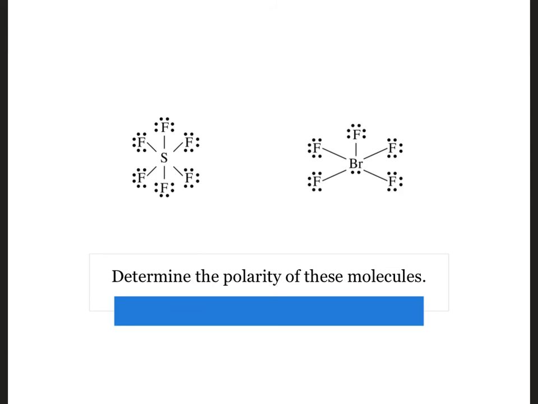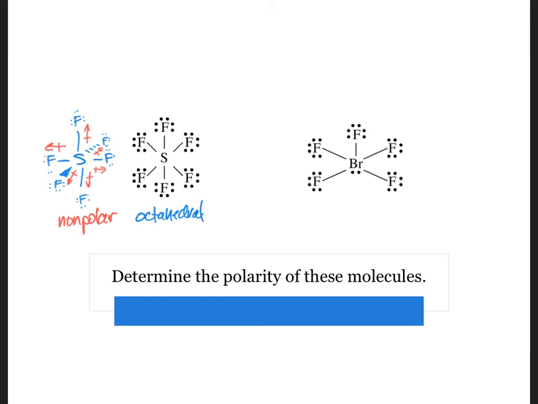If we consider the sulfur hexafluoride molecule, we see that 6 bonding domains give us an octahedral molecular geometry. The sulfur-fluorine bonds are strongly polar, but the symmetrical shape of SF6 causes them to cancel out, giving a nonpolar molecule overall. Let's compare that result to bromine pentafluoride.